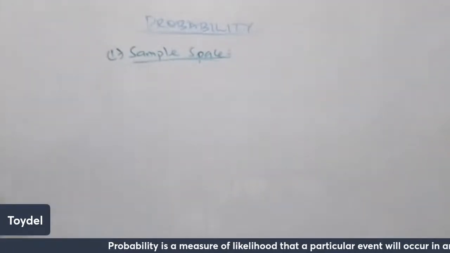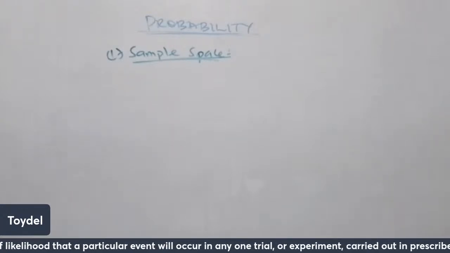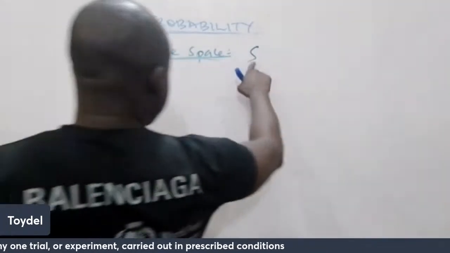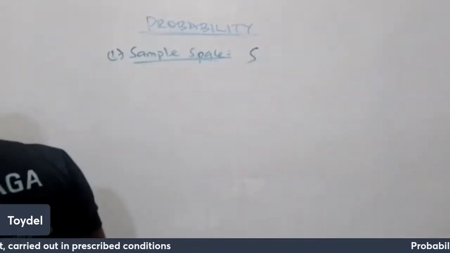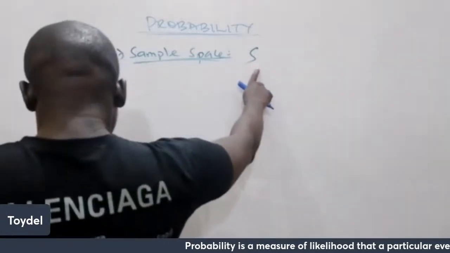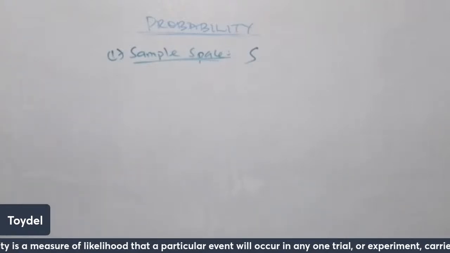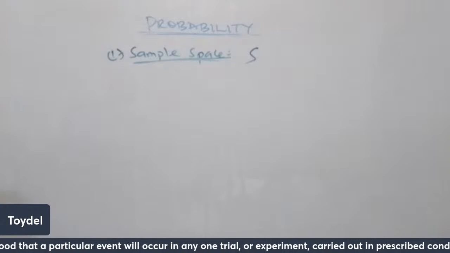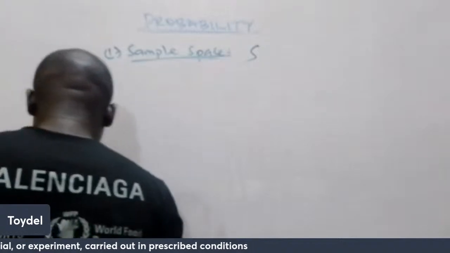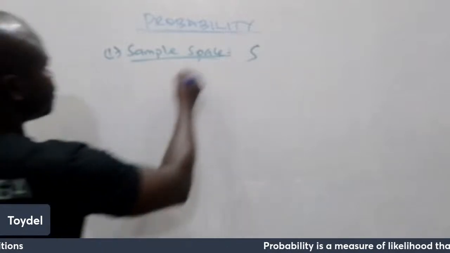So what do we understand by sample space in probability? If we have a set S that consists of all possible outcomes of a random experiment, that set S is called a sample space. And each outcome is called a sample point. That's just the definition of the sample space.